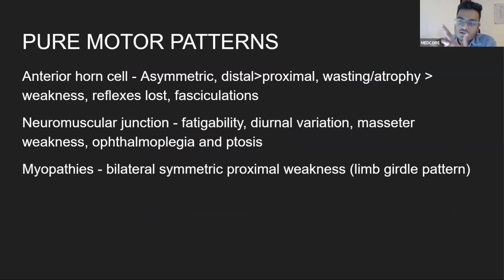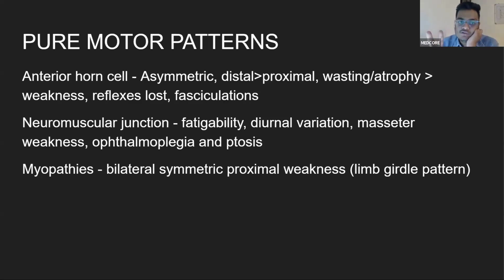When you see anterior horn cell, usually only one of the limbs is involved. So when you see that a patient is lying down, his left limb is looking shorter than the right limb, it seems very wasted and atrophied, and no reflexes you can appreciate. And you might be able to see some fasciculations also. So you know that anterior horn cell is affected. And the differentials for that could be post-poliomyelitis and motor neuron disease.